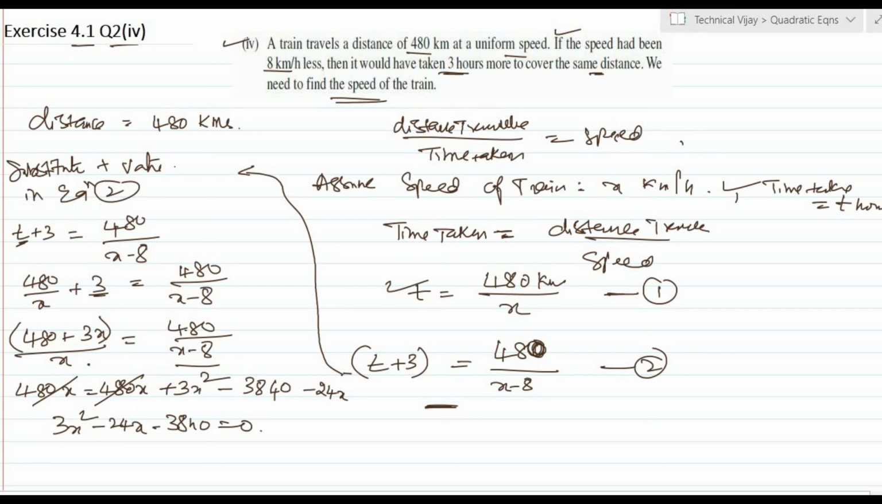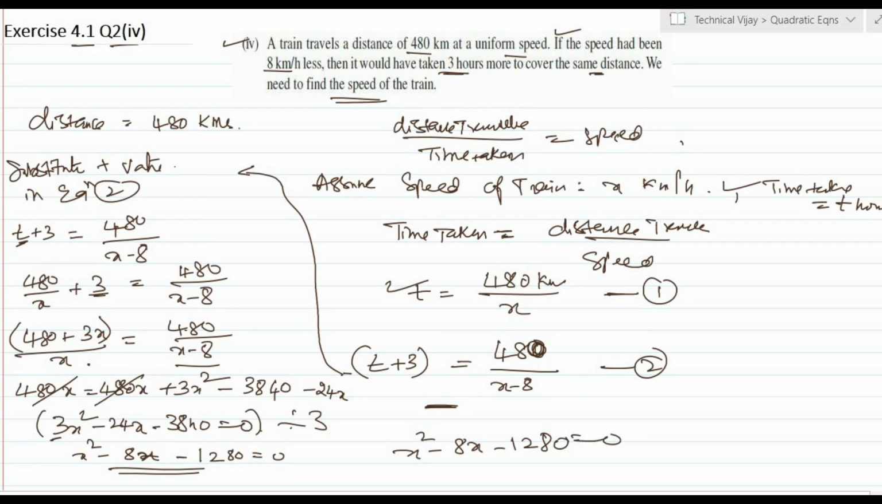So now the whole equation we will divide by 3, then it will be easy. So x square minus 8x, minus 1280 is equal to 0. This is the quadratic equation. So we can find out this variable x, so that we can find out the speed of the train. We'll go for next one.